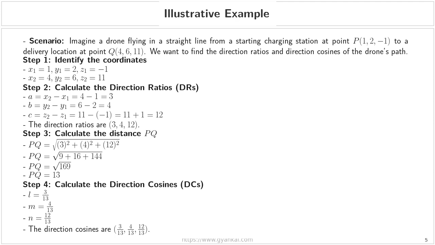Step 4. Finally, we calculate the direction cosines, or DCs. As we learned earlier, we find these by dividing each of our direction ratios by the total distance we just calculated. So L equals 3 divided by 13, M equals 4 divided by 13, and N equals 12 divided by 13. Therefore, our final direction cosines are 3/13, 4/13, and 12/13.